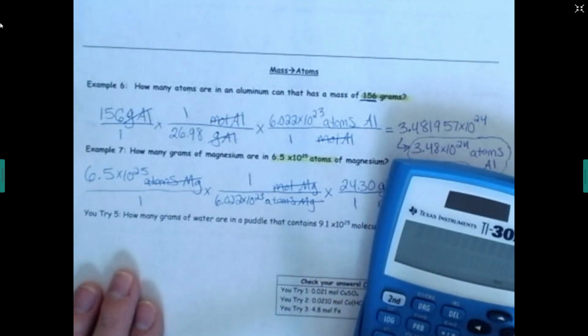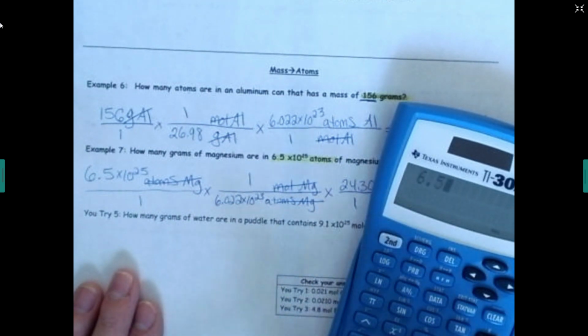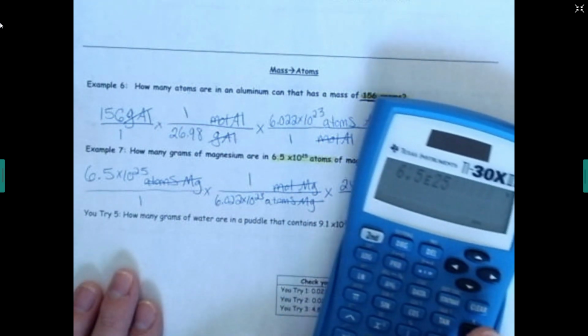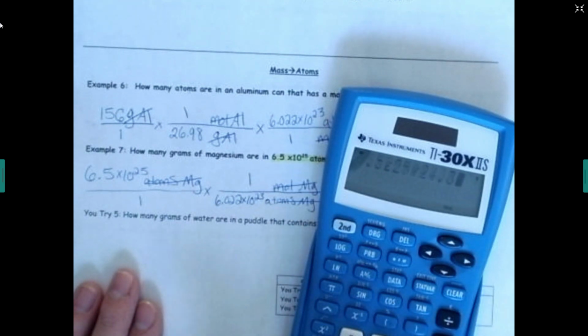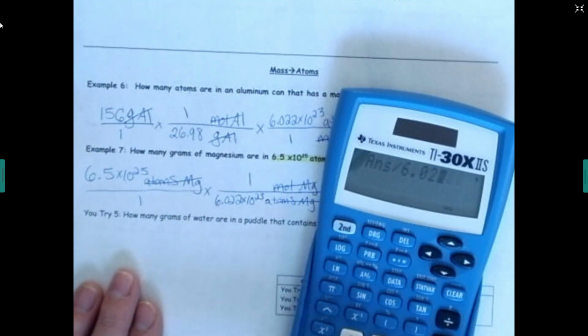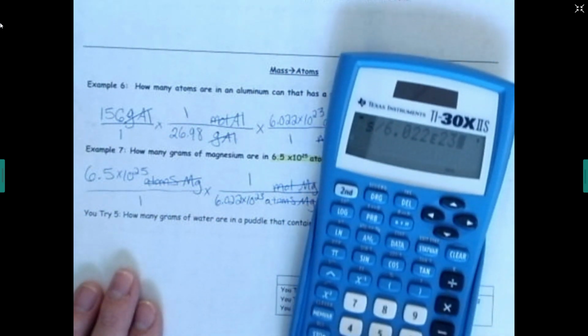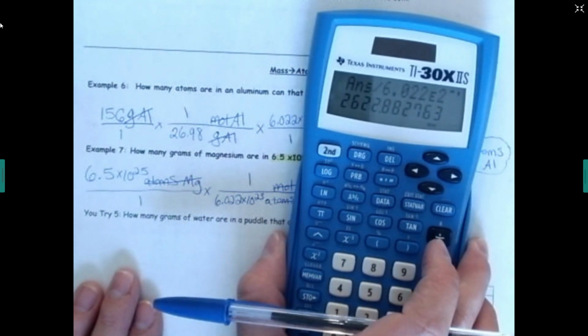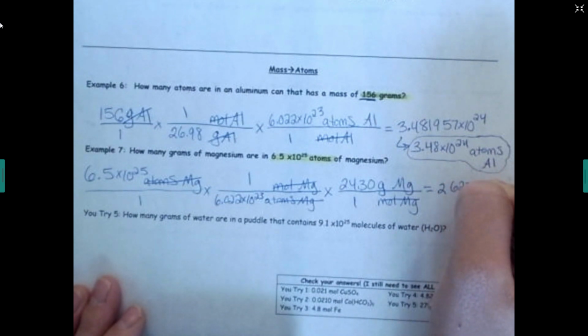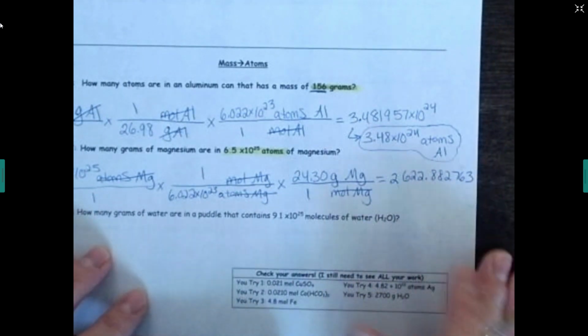Let's put it in our calculator. So I've got 6.5 E25. Remember, E stands for times 10 to the. Then I'm going to multiply by my 24.30. Then I'm going to press enter. And now I'm going to divide by the bottom. Divide by 6.022 E23. And enter. And that's what I get. I'm going to write my unrounded answer right here. 2,622.882763.